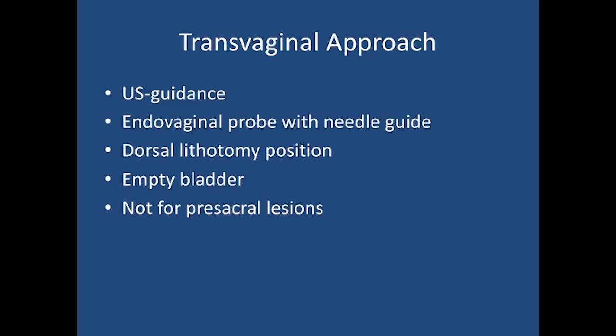Transvaginal approach can be considered for adnexal lesions or specific abscesses and can be performed with endovaginal ultrasound imaging with the endovaginal probe connected to a needle guide. The patient is placed in a dorsal lithotomy position using stirrups, and the patient is asked to empty the bladder before the procedure. It's important to bear in mind that this is not for presacral collections or presacral lesions, because the rectum would be in the needle path.